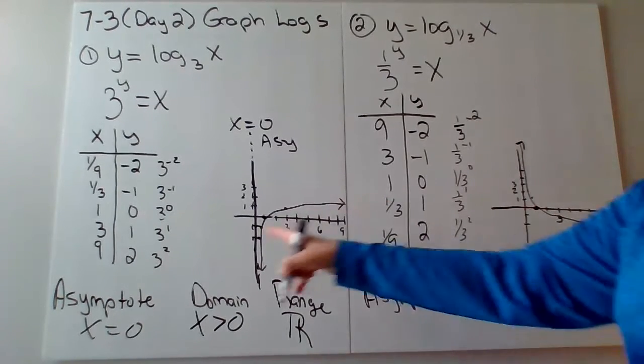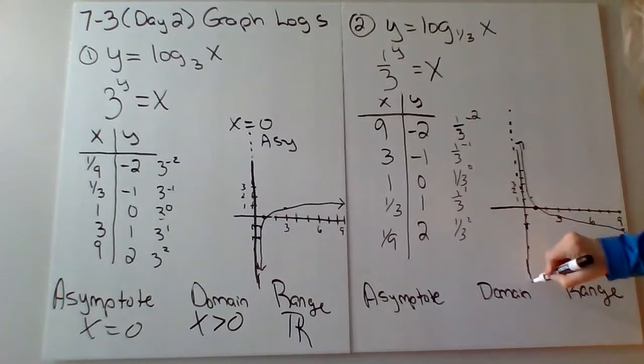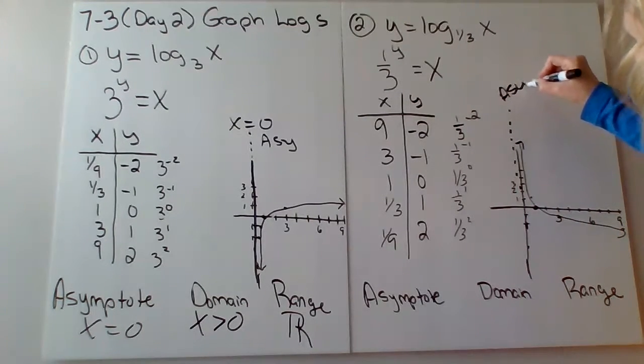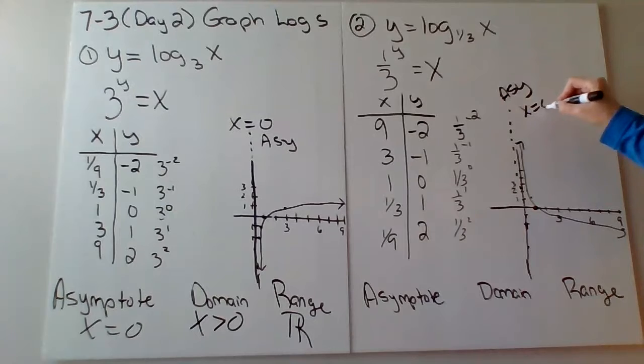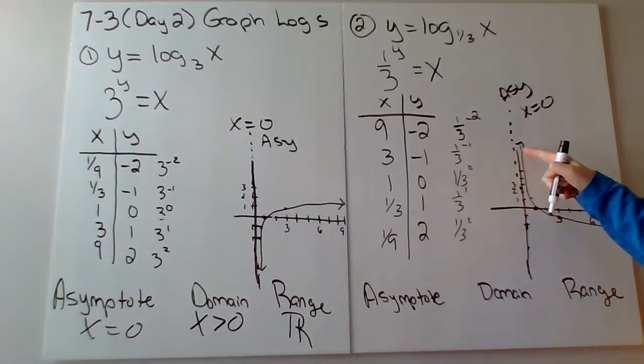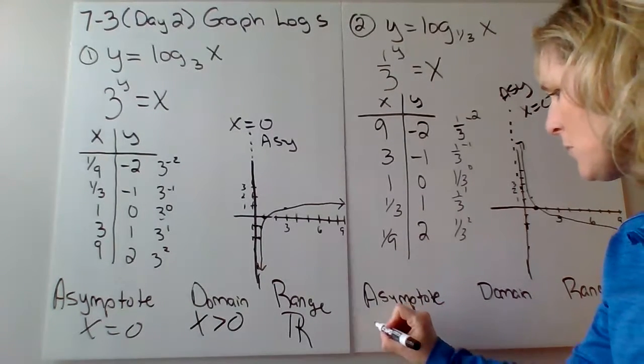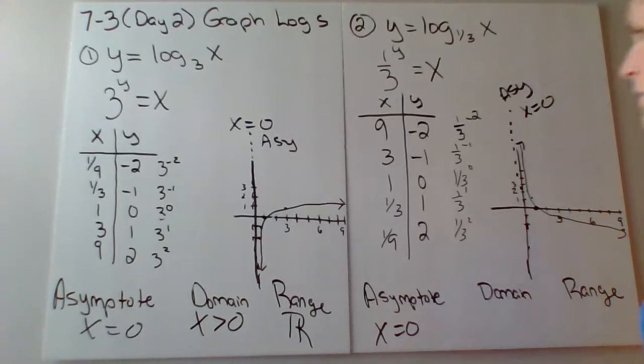The one thing that they have in common is their asymptote. I have an asymptote at x equals 0. It's approaching this to positive infinity now, but never ever going to cross it. So I have an asymptote at x equals 0.